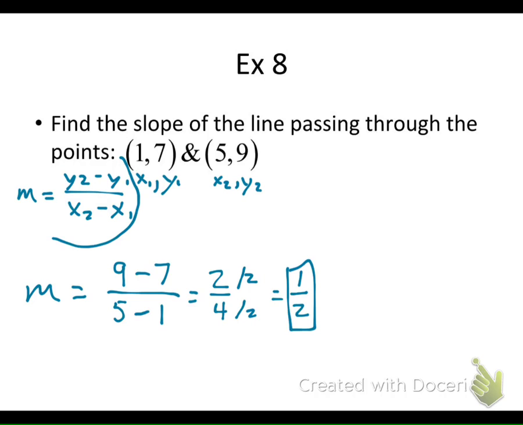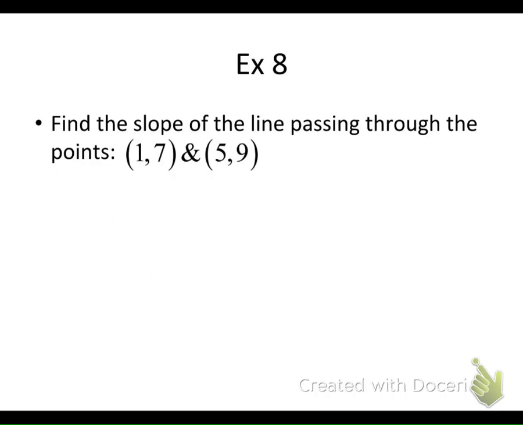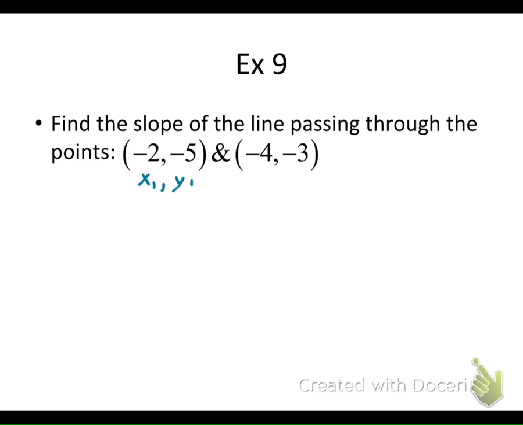Okay, we are ready for the next one? Does everyone have it written down? Am I standing in your way ever? Okay, cool. Okay, example 9. So underneath the first coordinate pair, I'm going to write x1, y1. Then over here, I'm going to write x2, y2.